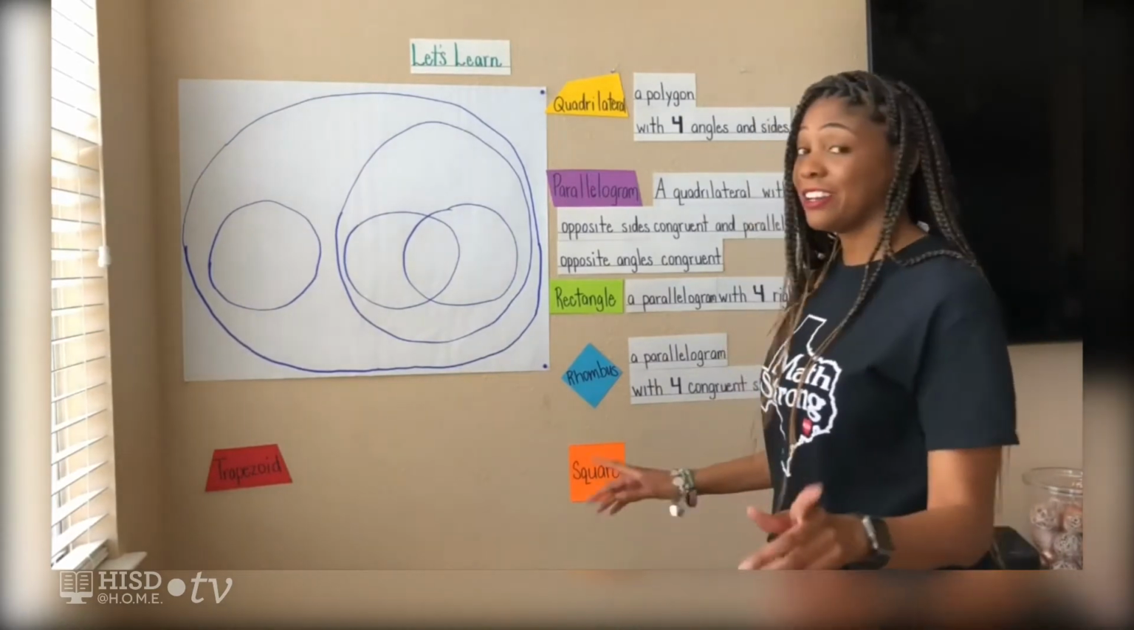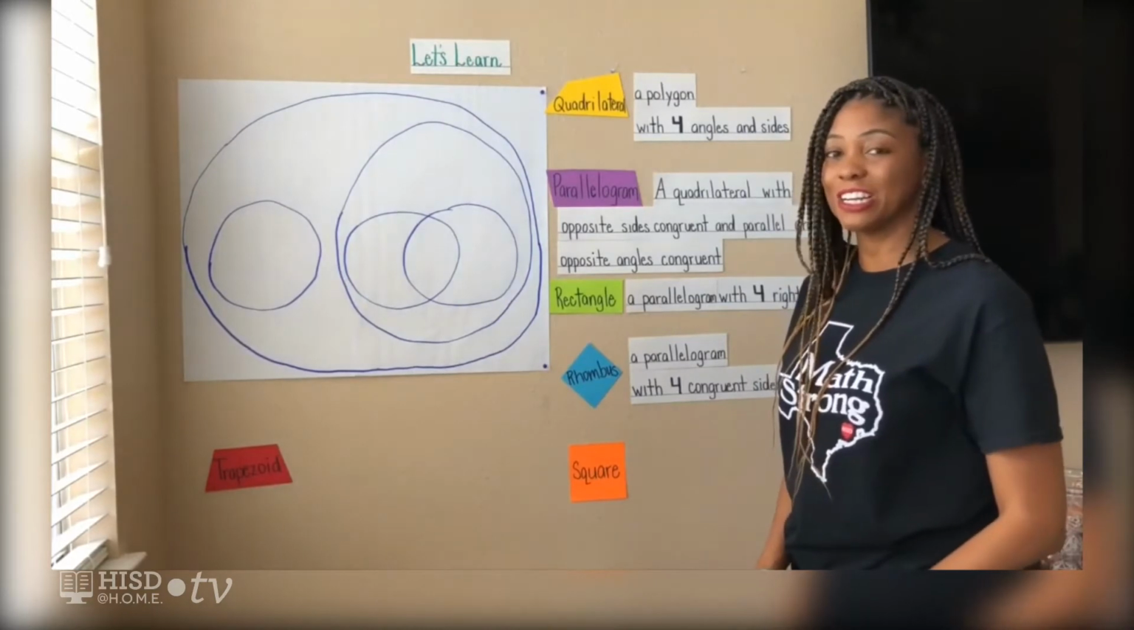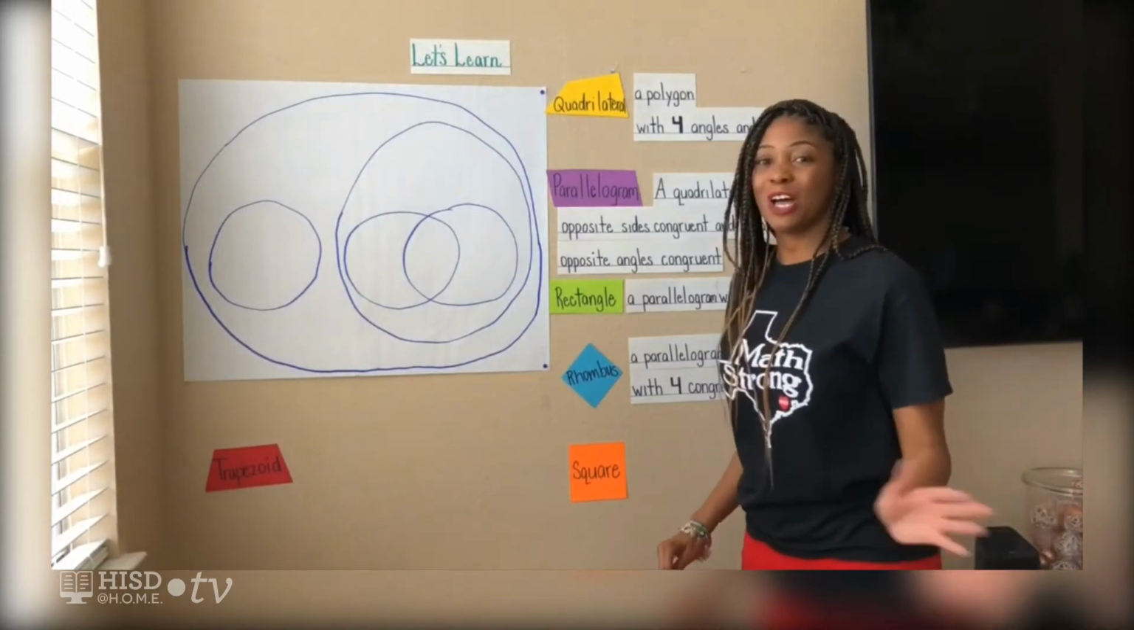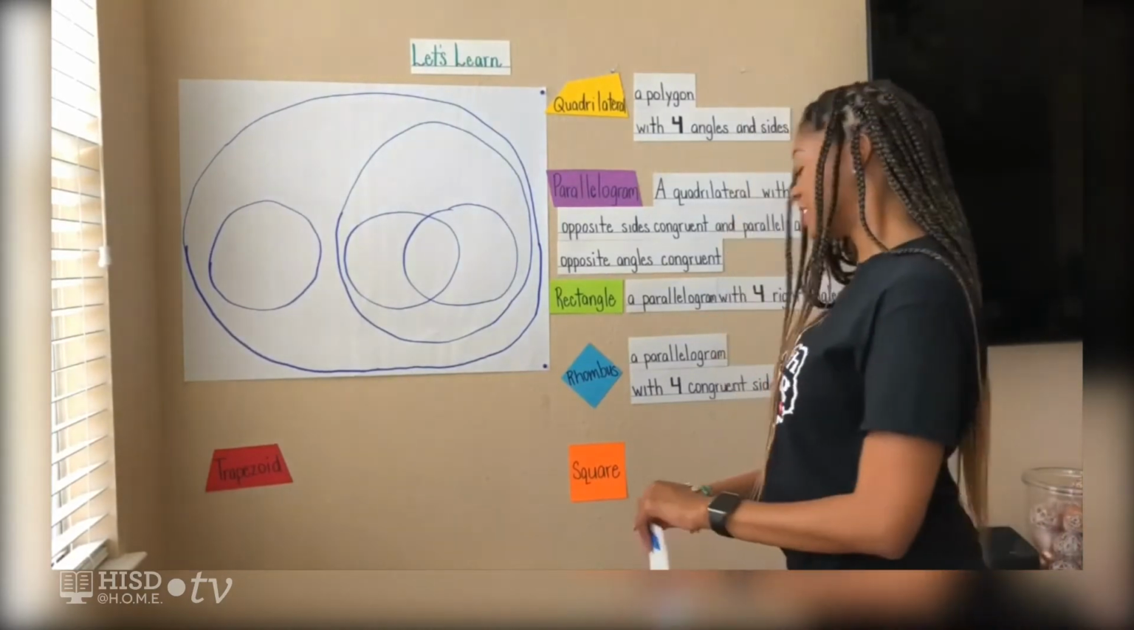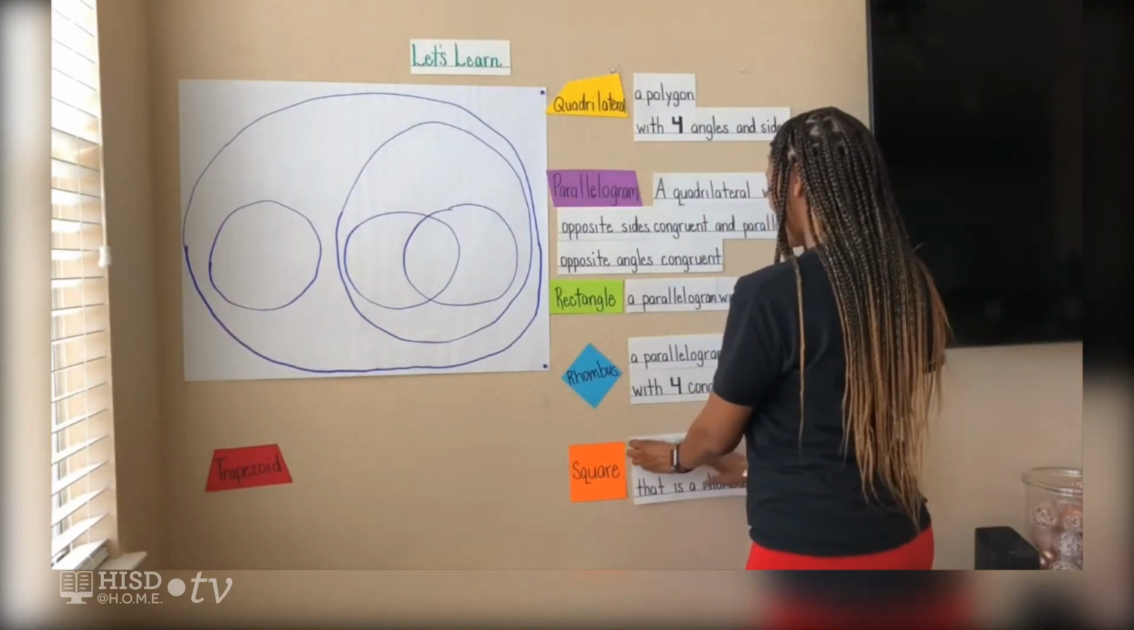Square. I know you know square. Square is one of those shapes that we always learn. All the sides are the same and all have right angles, which is so true. But we want to also tag on that it is a parallelogram.